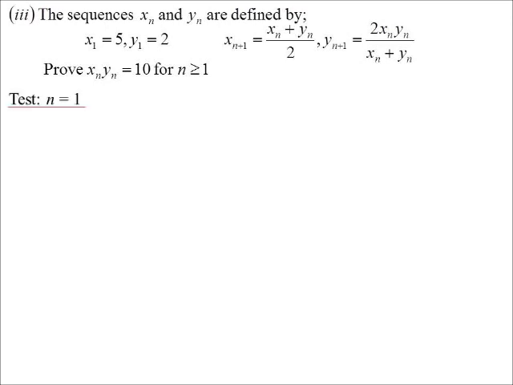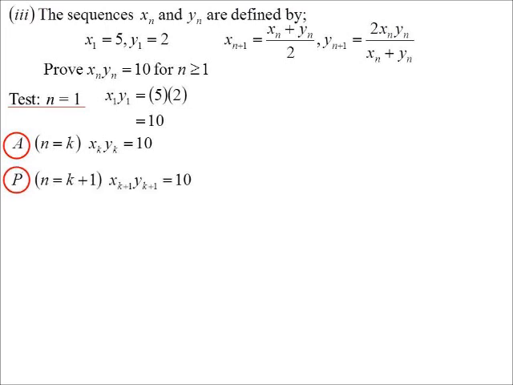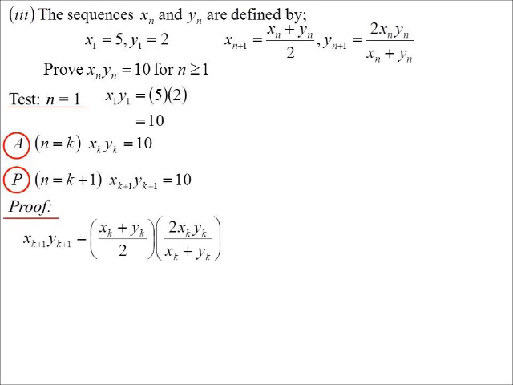So first term, x1, y1, well they told me x1 was 5, y1 was 2, 5 2s are 10, so okay, it works for the first one. We now are going to assume that xk yk is 10. We want to prove x(k+1) y(k+1) is also 10. Let's substitute in the pattern that they told us was a fact.